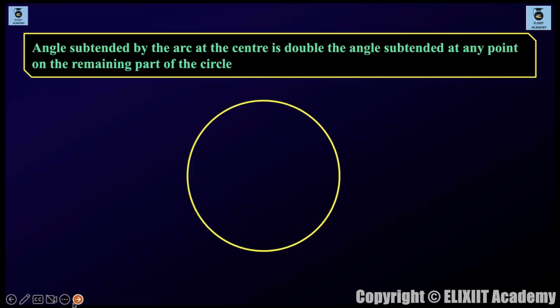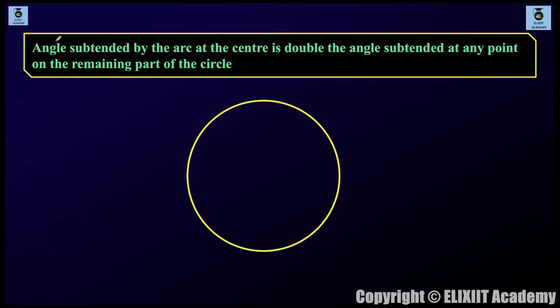Next. Angle subtended by the arc at the center. Very famous theorem. Angle subtended by the arc at the center is double the angle subtended at any point on the remaining part of the circle. Okay. So what you do? You first take a chord. Let me make you understand what this theorem is.